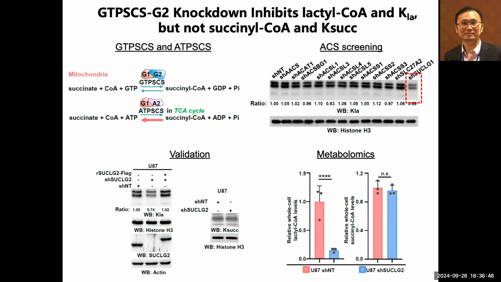Step one, we want to validate enzymatic activity. We used cultured cells. We did knockdown experiments, knockout experiments, and then mutagenesis experiments, expressing wild type enzyme or mutant enzyme. We also measured the lacto-CoA concentration in response to these knockdowns and mutations. It's very clear. This enzyme is a GTP-SCS, and both the G1 and G2 subunits are critically important for the generation of lacto-CoA and histone lactation.